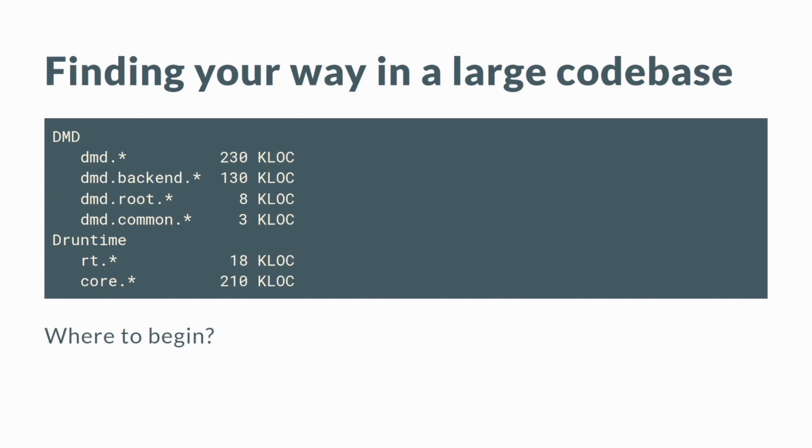And it's a very large one. The DMD compiler and the runtime combined add up to about 500,000 lines of code. So where do you begin trying to understand how it all works? When I first tried to get familiar with the code, I started reading source files, like a book. Just pick a file and start reading from top to bottom. This did give me an impression of what the code was like.